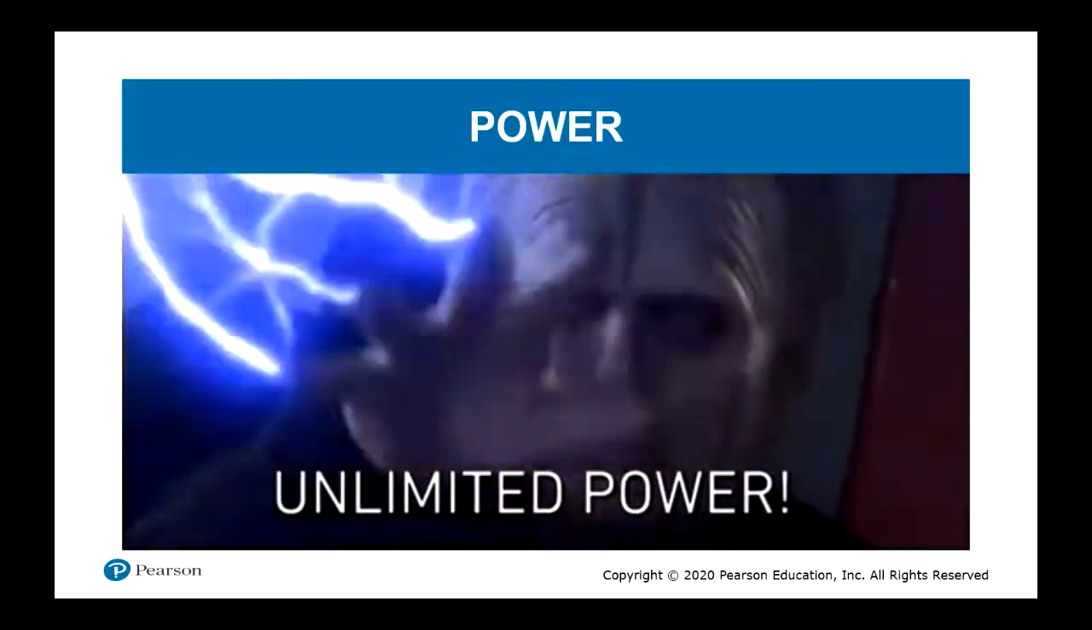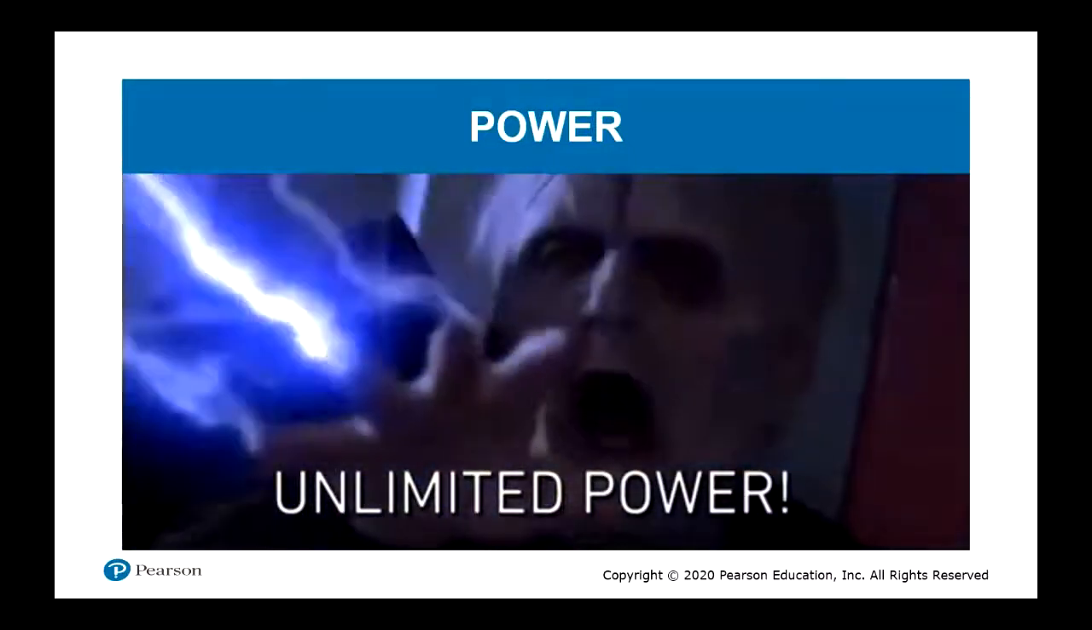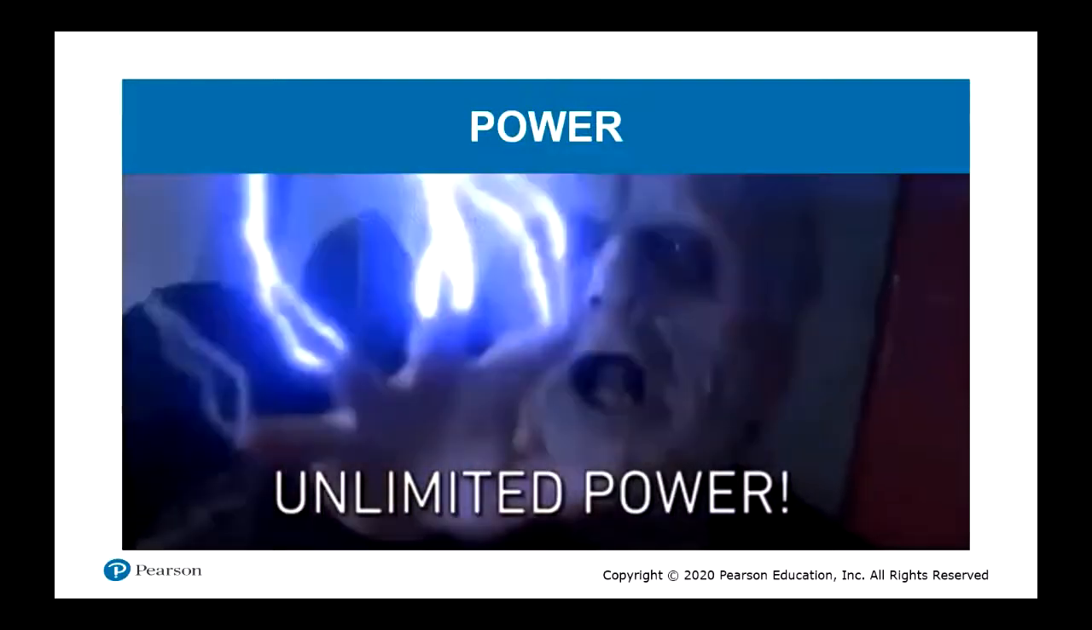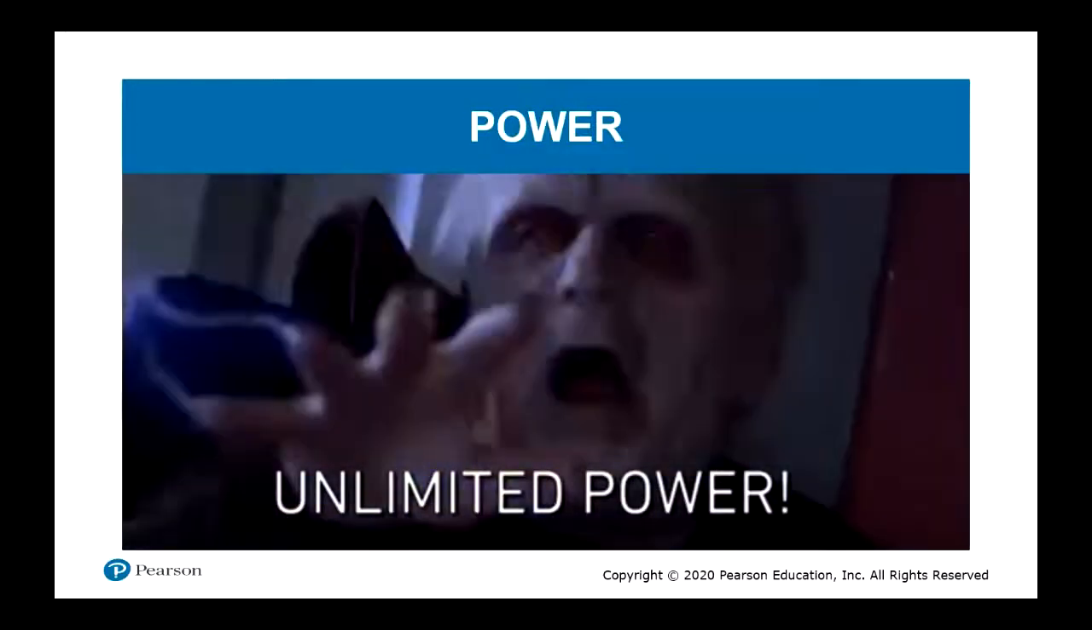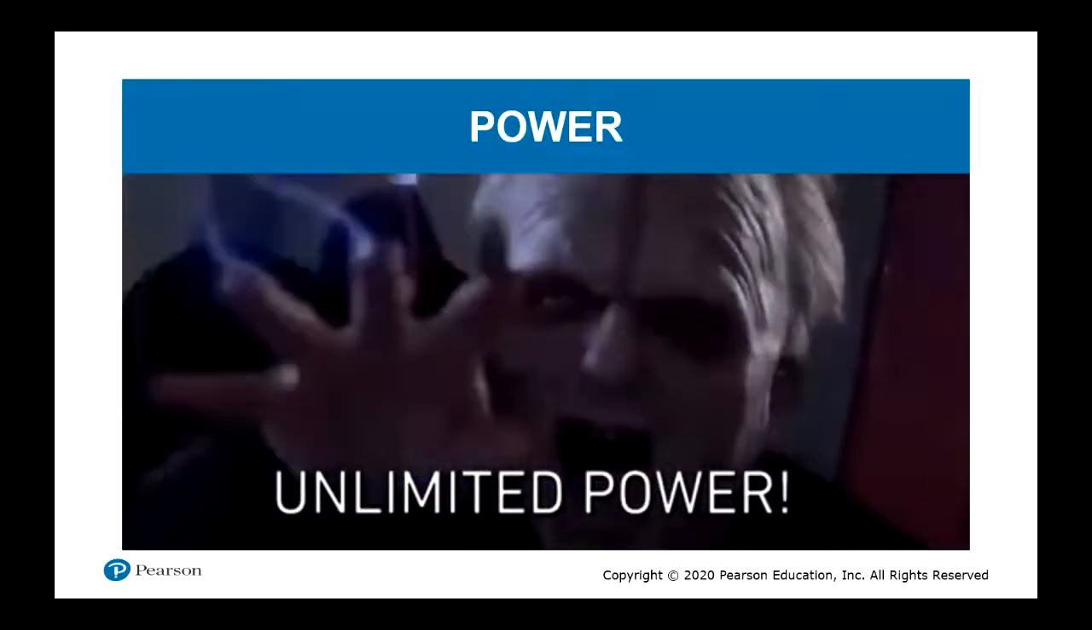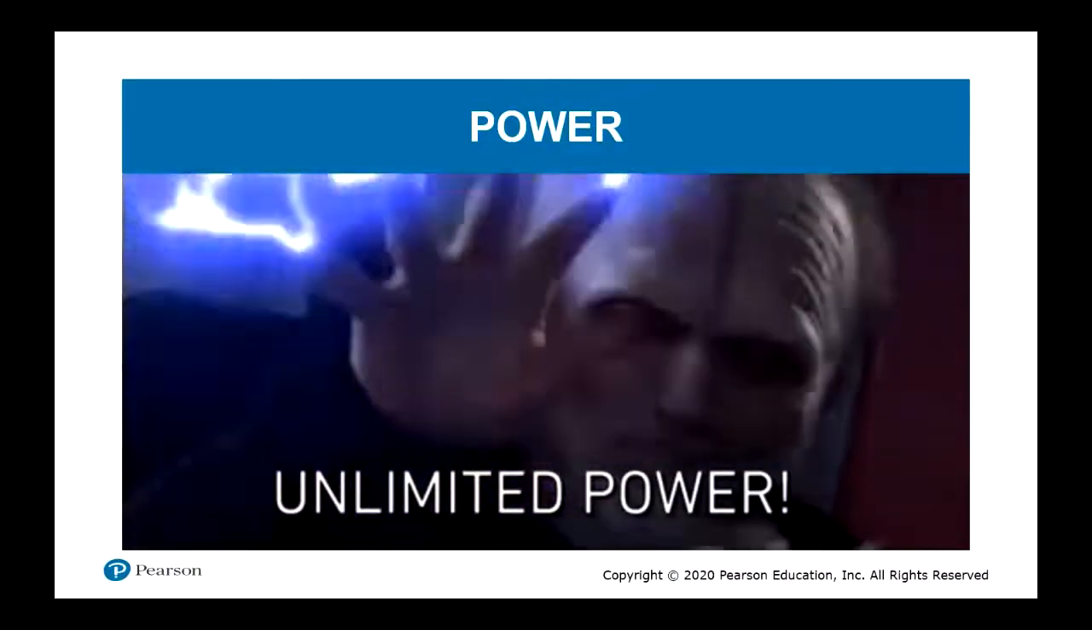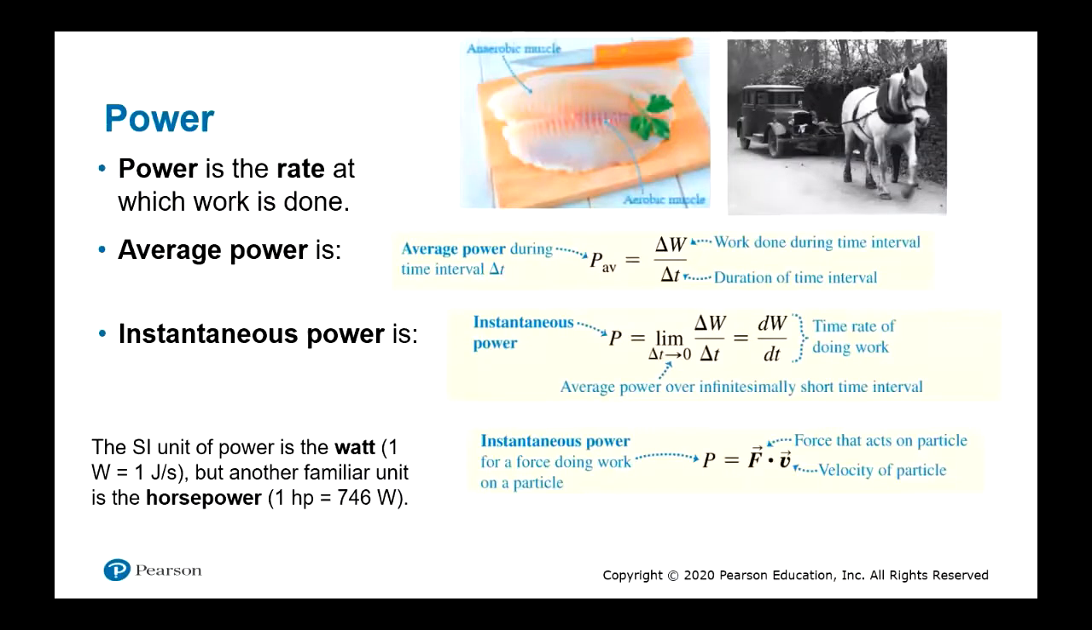Right. So the last part in our discussion is about power. When we talked about work earlier, we didn't consider time. So what do you call the change in work over a period of time? Well, that is what you call power. It is the rate at which work is done. So the average power is given by P average equals delta W over delta t, and the instantaneous power is just dW over dt.